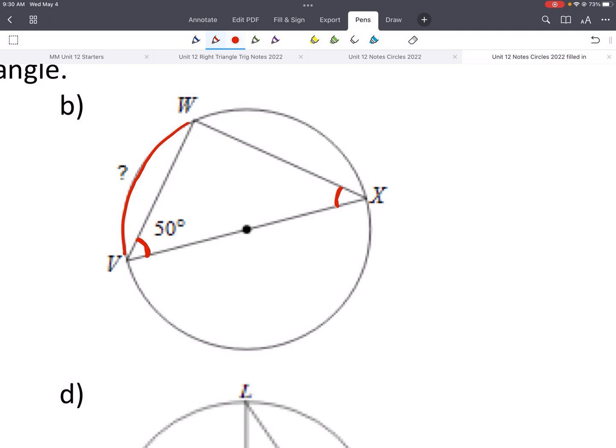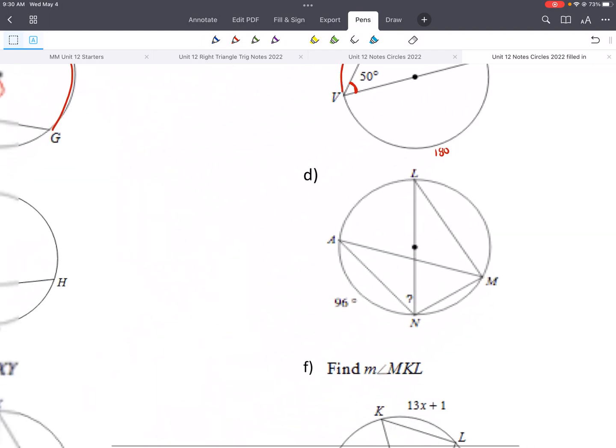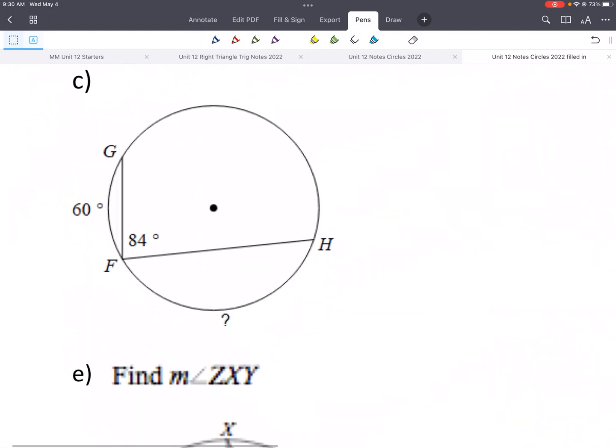We know that this is 180, so the inscribed angle here would be 90 degrees, and that means this has to be 40. Then we can double it to give us 80. So we could do something like that too. There are different ways to do it, but figure out what works best for you and stick with it.